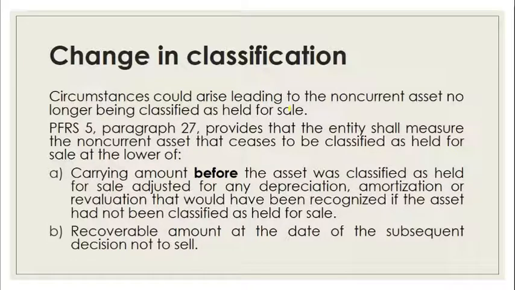PFRS 5 provides that the entity shall measure the non-current asset that ceases to be classified as held for sale at the lower of the carrying amount before the asset was classified as held for sale, adjusted for any depreciation. Meaning, as if the reclassification never happened.